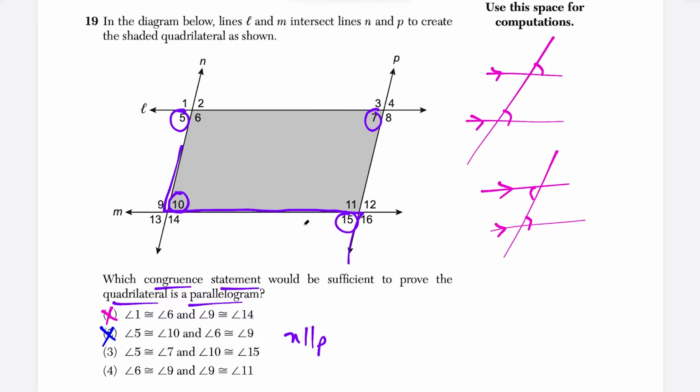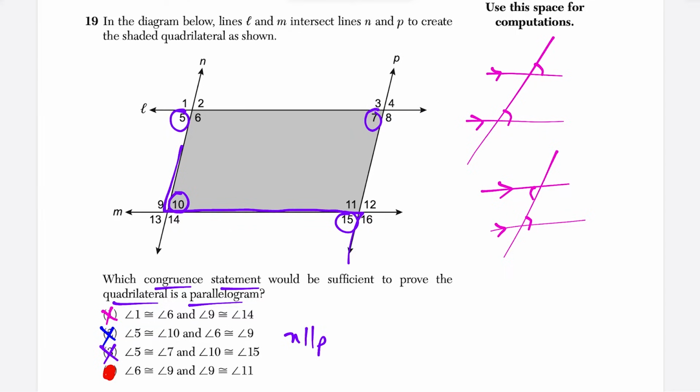P. But in order for this quadrilateral to be a parallelogram, both pairs of opposite sides have to be parallel. So this is not going to be enough. So choice 3 is out. So now just by process of elimination, we could see our answer to this is going to be choice 4. But let's see why 4 is definitely true.